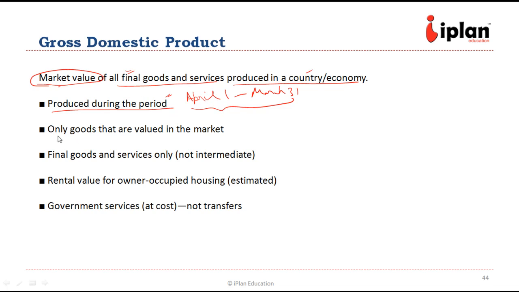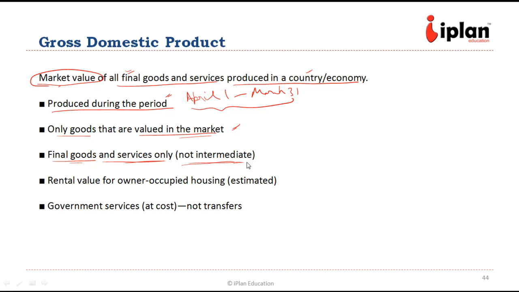Then only goods that are valued in the market should be counted under GDP. There might be various services or goods which cannot be valued in the market. For example, the household work which is done cannot be valued in the market, so that need not be counted. Then we count only final goods and services. There might be certain intermediate products which are being sold in the market, but we cannot count that, otherwise that will amount to double counting.